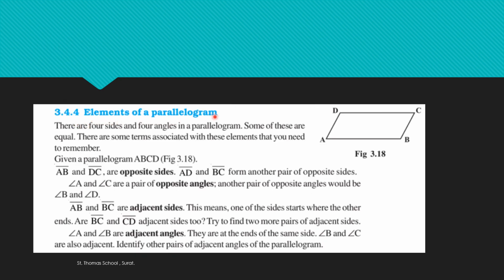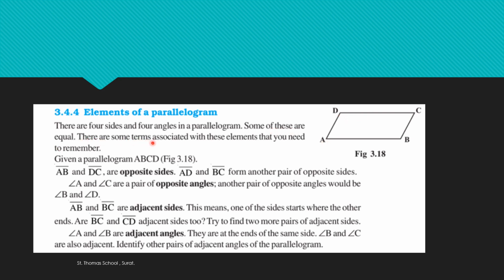Elements of a parallelogram. You can open your textbook, page number 47. There are four sides and four angles in a parallelogram. We know that in a parallelogram, it has four sides and four angles. Here angle A, angle B, angle C and angle D. Sides means AB, BC, CD and AD. Some of these are equal.